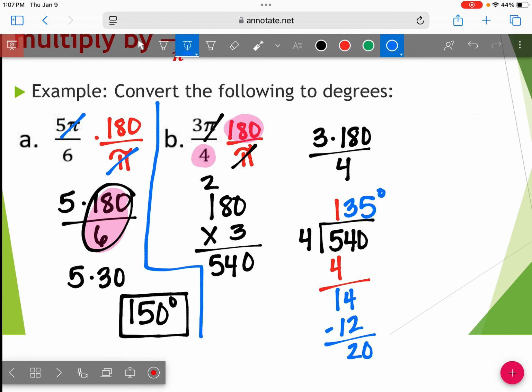All right, one more, and then we'll start filling in our unit circle. Go ahead and copy down D. I skipped over C. Let's go to D.